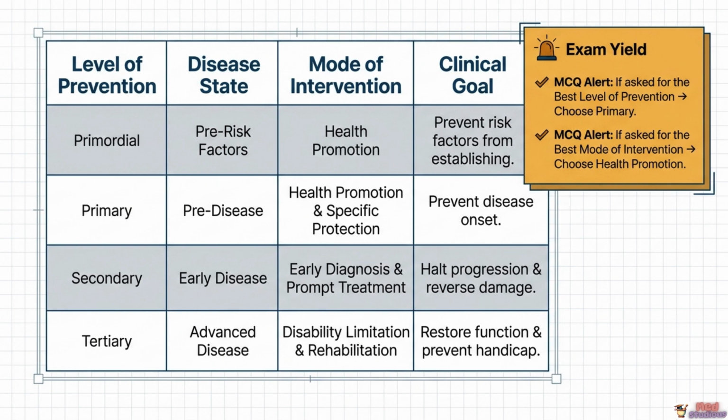2 critical MCQ alerts. If asked for the best level of prevention, always choose primary. If asked for the best mode of intervention, always choose health promotion.